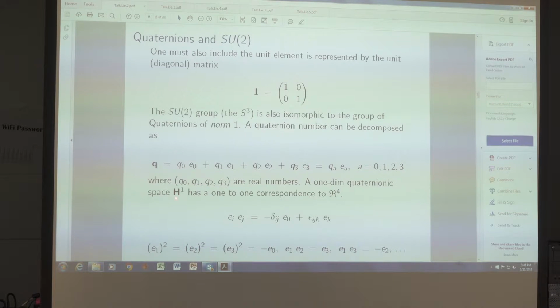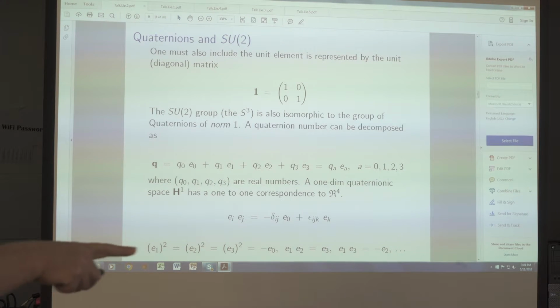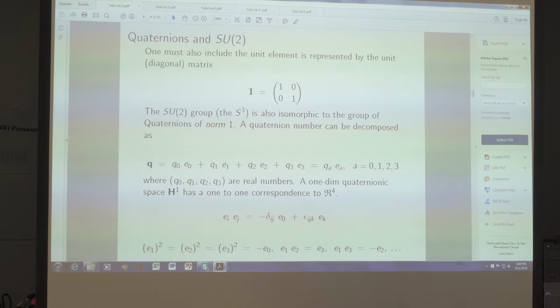The reason I use the letter H for quaternions is because Hamilton is the creator of quaternion. And so we use the letter H instead of Q. Because Q was already used. No, because in some books they use, in your book by Gilmore, he uses the letter Q for quaternions. Yes.